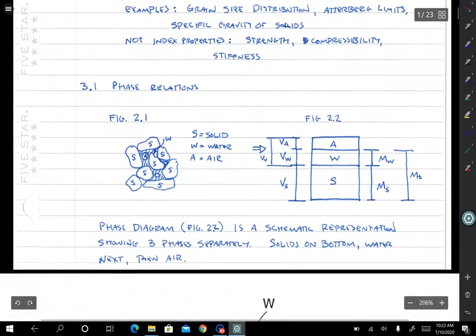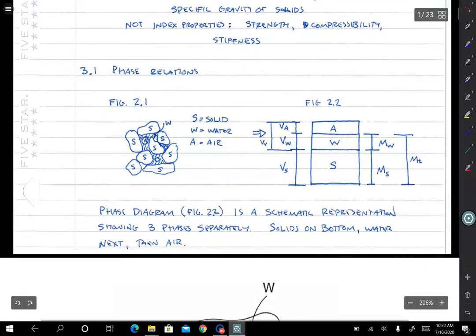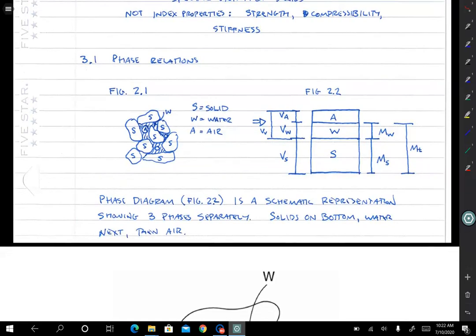All right, so let's talk first about phase relationships. And this will be a big focus of your first homework assignment.